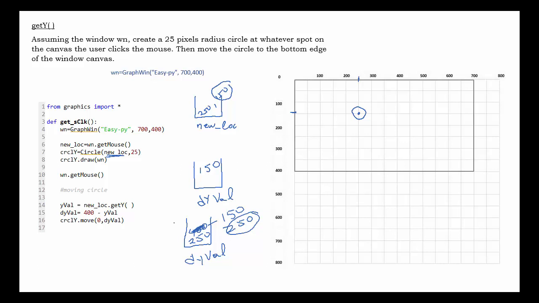And then line 16 says the object called circle Y, go and move it, 0 along the x, and DYVAL or 250 along the y. So it will move this about 250, and the system will rest now the circle Y at the bottom of the horizontal line. And that's all it is. Thank you.